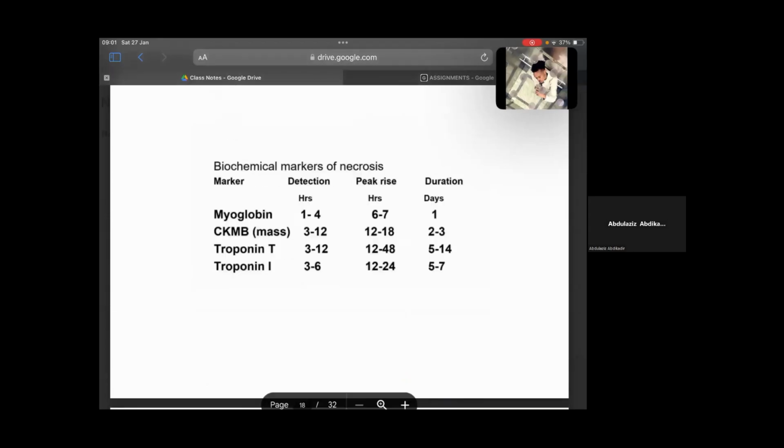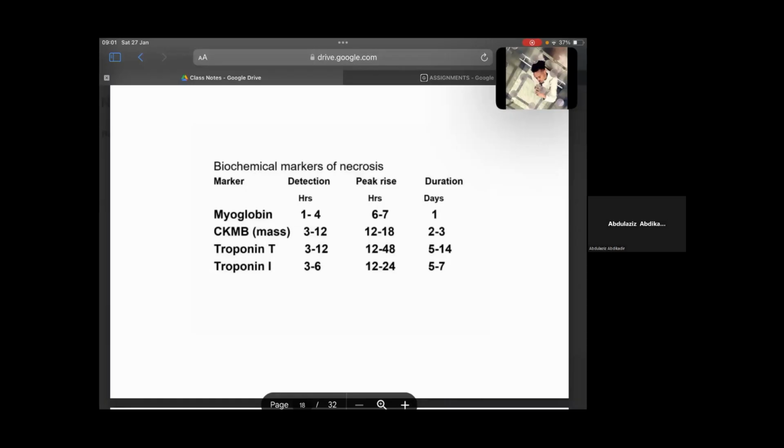Look at the troponins, the duration. I want you to check the part for the duration. And the myoglobin, I want you to check the part for detection. You see the myoglobin, 1 hour, it comes, it goes. Same as the CKMB. 3 hours, it comes, it goes. This one is very quick.